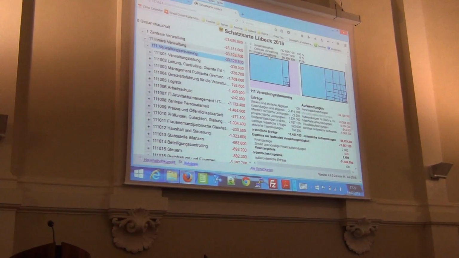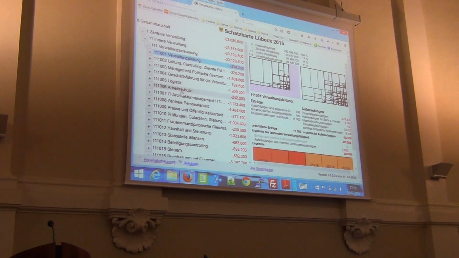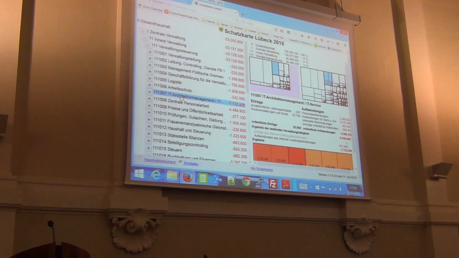So this internal administration is about 11% of the whole budget. Central administration is 17%. Okay. So these are several products in this group of products. Oh, let's take this IT architecture management. So we understand kind of what that is. So they spend about 7 million on that.